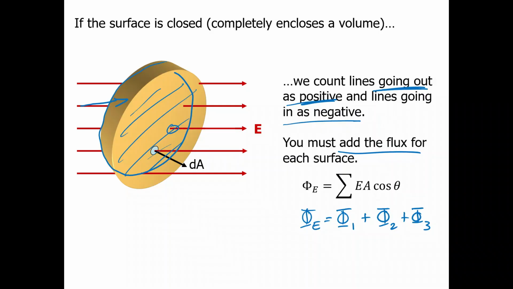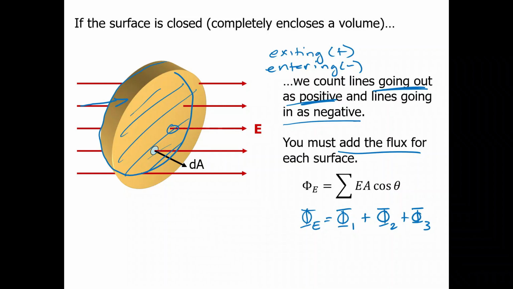So exiting is positive, entering the surface is negative flux. And I'll show you a simpler example kind of here in a little bit. We're just kind of talking conceptually.